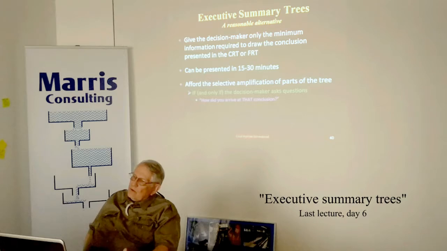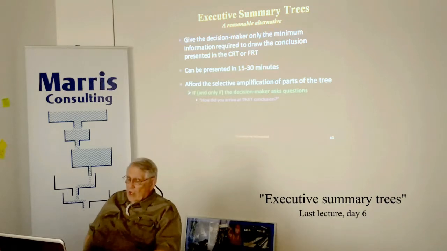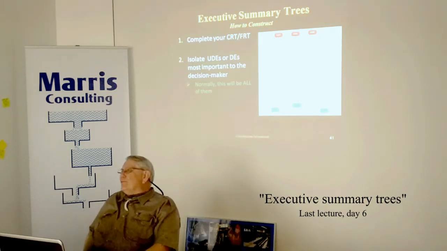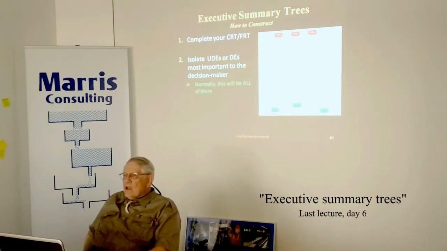Don't try to impress him with all the work you've done. If you get a question, how did you arrive at that conclusion? Now you are required to show your logic, but only for that conclusion. All right? So here's how it works. It's about a 10-step process that is done after and only after you have a completed, thoroughly scrutinized current and future reality trees. So you've got to do that as your first step.